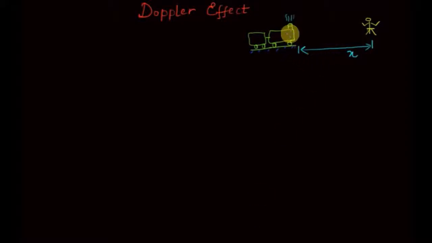Now let's consider the case in which the observer standing on the ground is stationary and the train, which is the source of sound, starts moving towards the observer at a speed of u. Let's say the frequency of the sound which the train emits is nu naught, and the speed at which sound travels in air is v. If the frequency is nu naught, then the time period will be 1 by frequency, which is 1 by nu naught. It means that after every time T, the train will emit another wave.